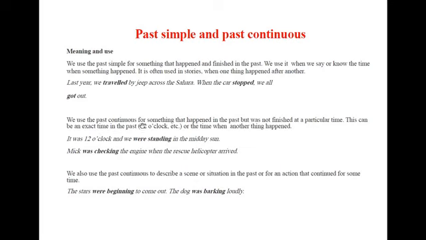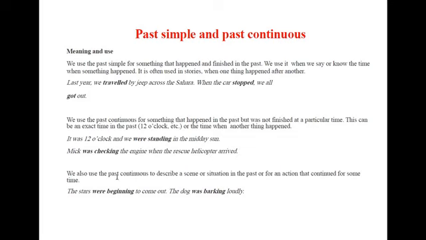We use the past continuous for something that happened in the past but was not finished at a particular time. This can be an exact time in the past, like 12 o'clock, etc., or the time when another thing happened. It was 12 o'clock and we were standing in the sun. Mick was checking the engine when the rescue helicopter arrived.